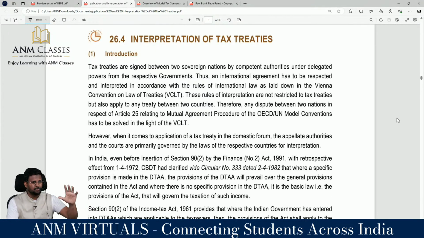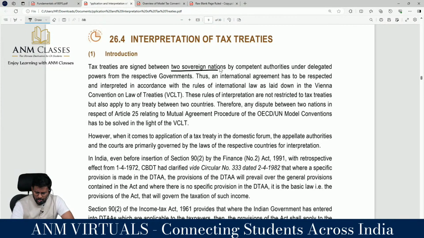Today we will be completing this part. I'll be reading the part. The tax treaties, DTAs, are signed between two sovereign nations by competent authorities under the delegated powers from the respective governments. This is what you have to understand first. So the central government of India will be entering into an agreement with the central government of another country, right? So our keyword is the competent authority of one nation will be entering into the agreement with the competent authority of another.